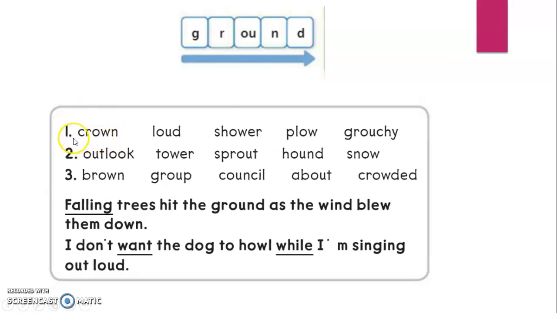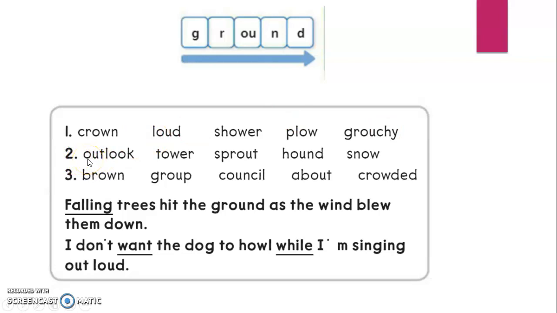Ow, crown. Ow, loud. Ow, shower. Ow, plow. Ouch, grouchy. If that was hard for you, I'd like you to pause the video and go ahead and read those words again. Now looking at row 2.